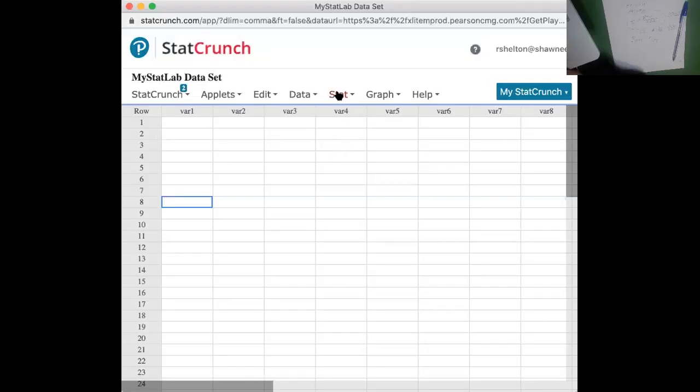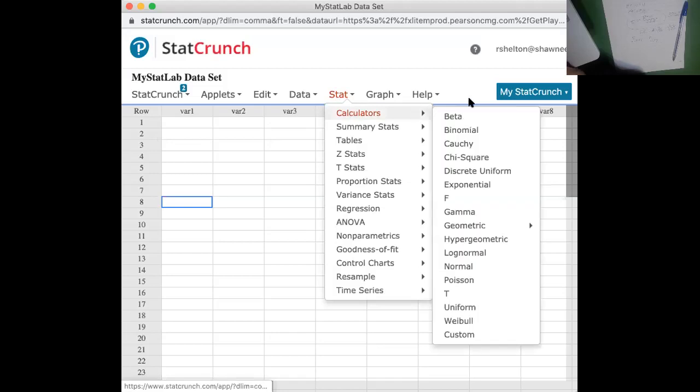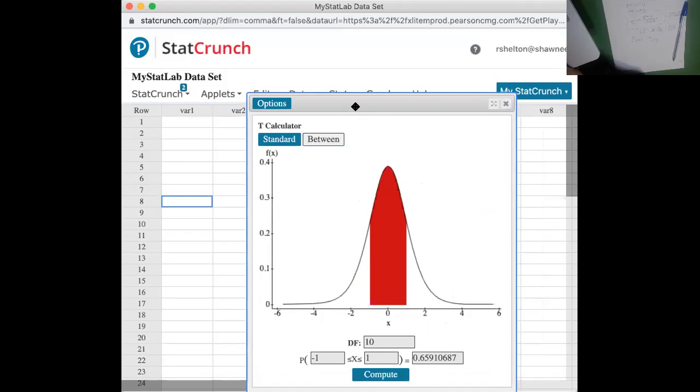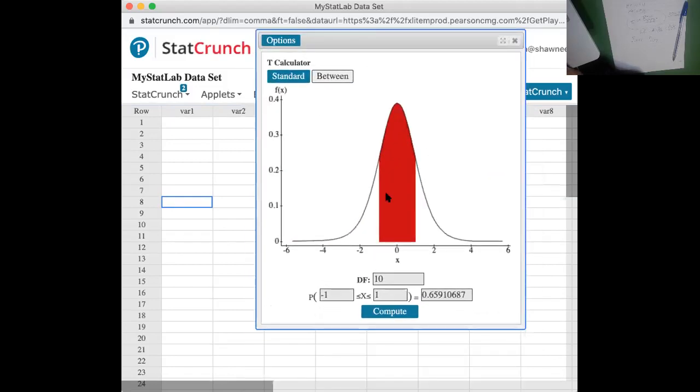Okay, we can go into Stat Calculator and T. See that? Stat Calculator's T calculator. We're wanting to get the critical value of T. We're wanting a T star number. So it's a two-tailed test, so click on this between. Let me raise this up in the screen here.